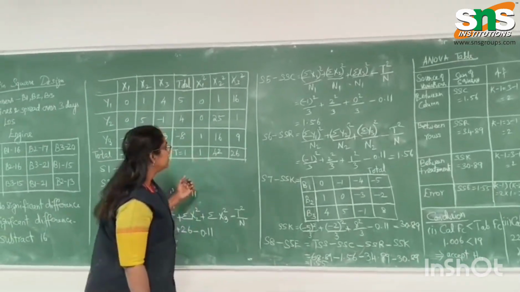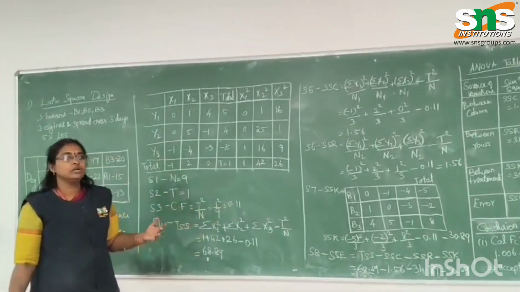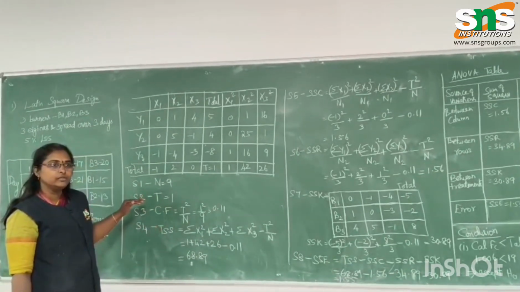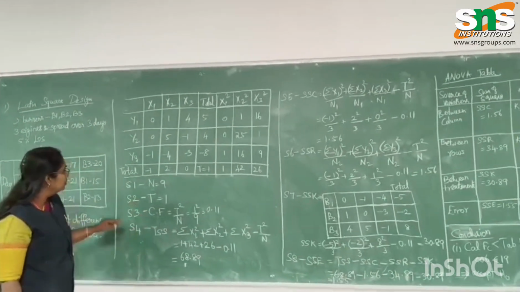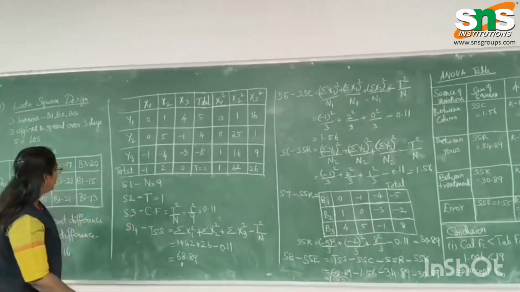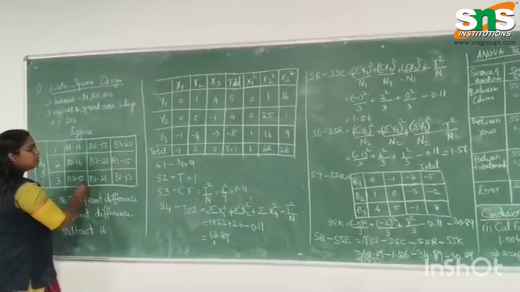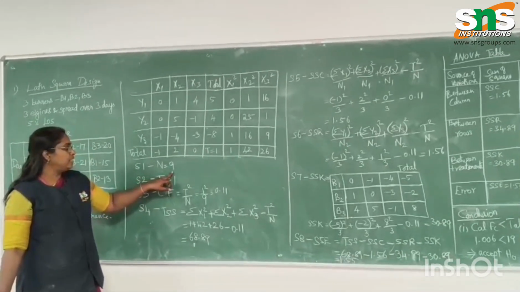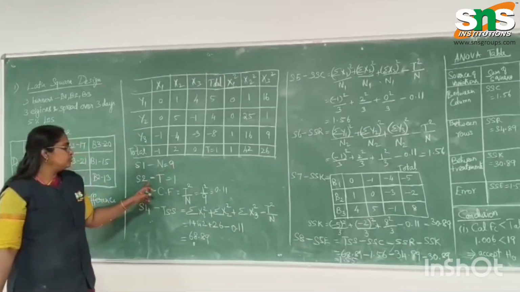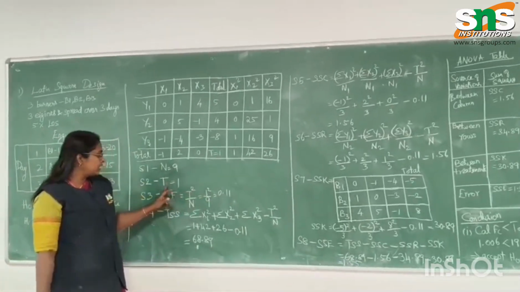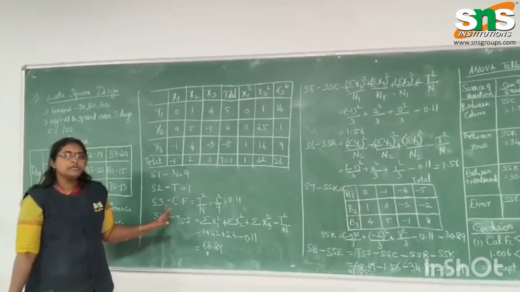After this we go to the solution part, and in the solution part we do a step by step process. The first step is n. How many data are given? Here 3 by 3, so 9 data are given. So n equals 9. Then step 2, the total value. The grand total value we got is 1. Next is step 3, the correction factor.